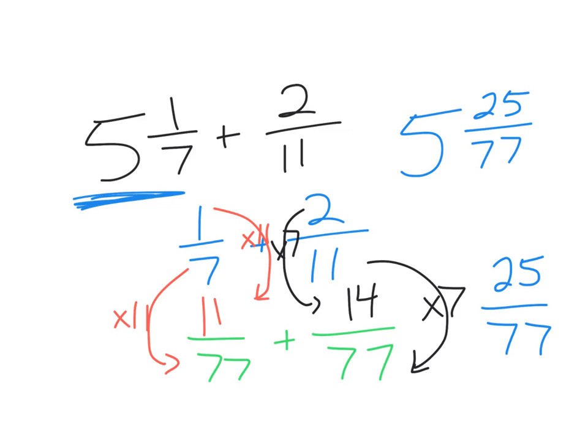Okay, so it looks like, let's see, we missed number 12. Number 12 was a subtraction problem, but it looked like it was a subtraction problem where we maybe had to do some borrowing.